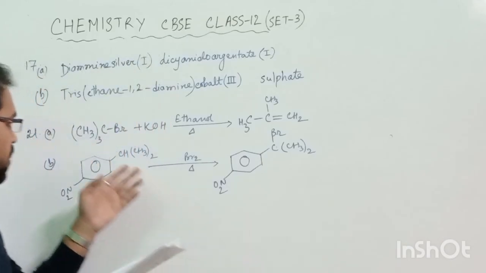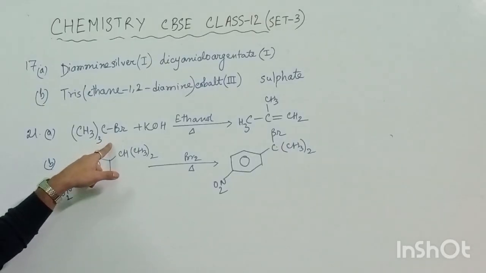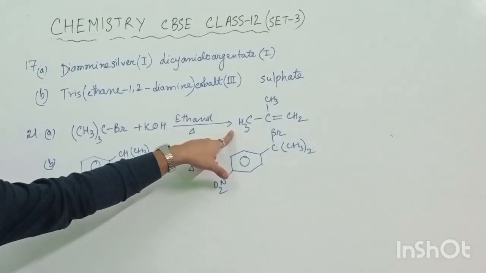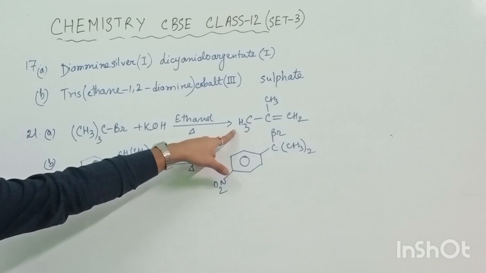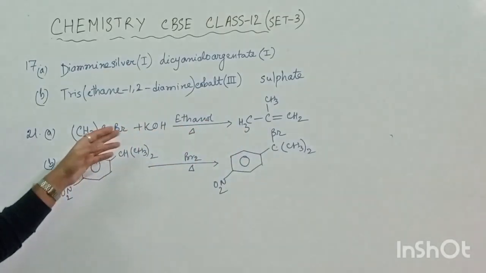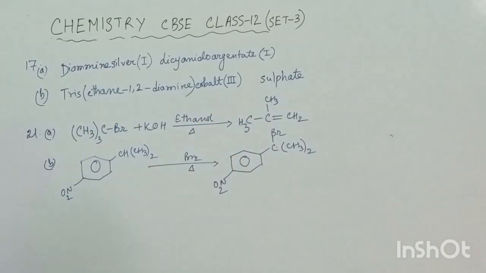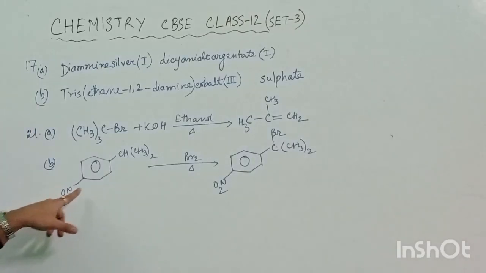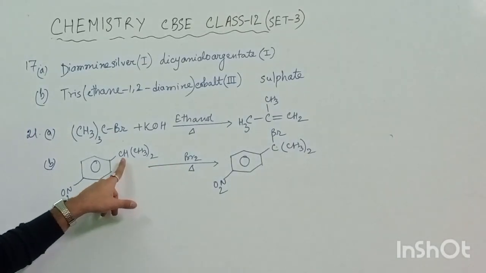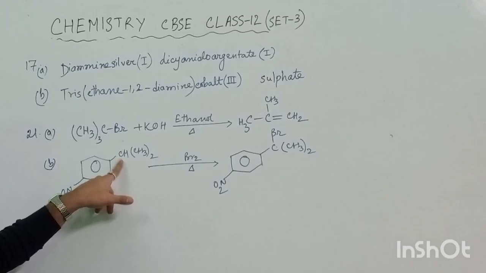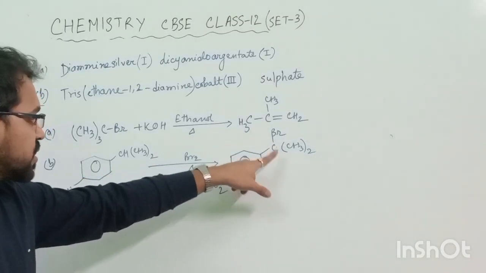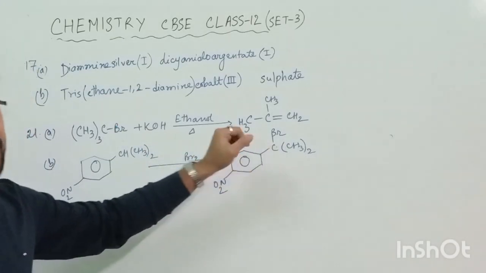Again, question number 21. The reaction is tertiary butyl bromide, upon reaction with alcoholic KOH, it gives propene with the double bond, right? So it is basically 2-methyl propene, we say. Next is, when Br2 and heat are given, it is on the benzylic position, because it's a free radical reaction. So bromine will be connected with this carbon, the benzylic carbon.